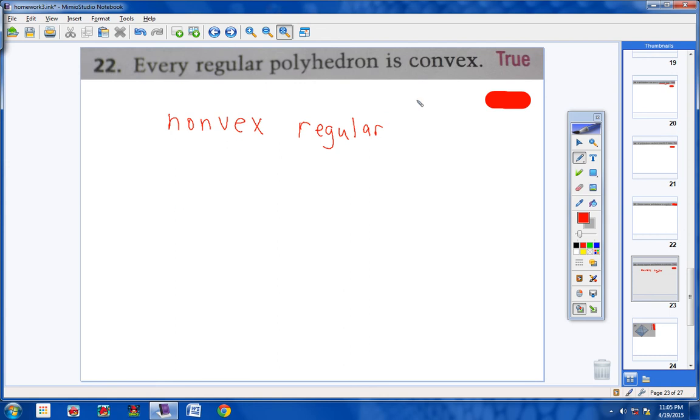Now notice I did not say that every convex polyhedron is regular. That would not be true. Remember way back in the first 9 weeks we learned that converses are not always true. So you cannot turn this around. You cannot say if you have a convex polyhedron it's regular. But you can say if you have a regular polyhedron it will be convex always. That is true.